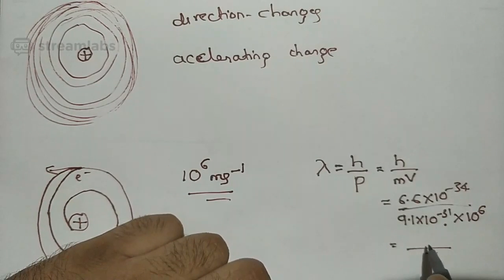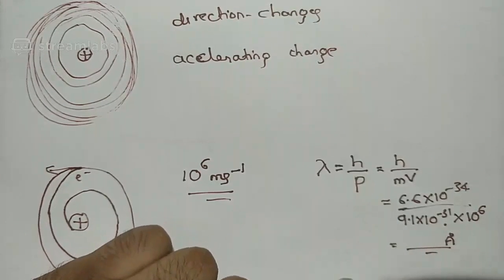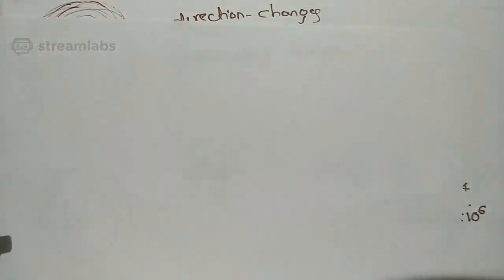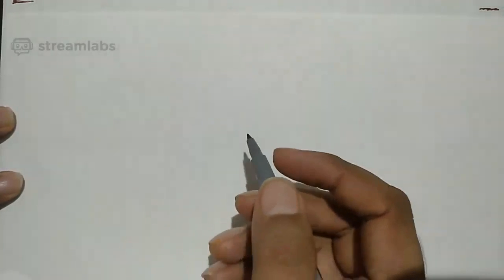So approximately it will be in terms of a few angstroms. The wavelength is very small, so we need to consider the wave nature of the electron. By considering the wave nature of the electron, that is the quantum picture of the electron, now we are slowly moving into Bohr's postulates. So we'll start with Bohr's postulates.